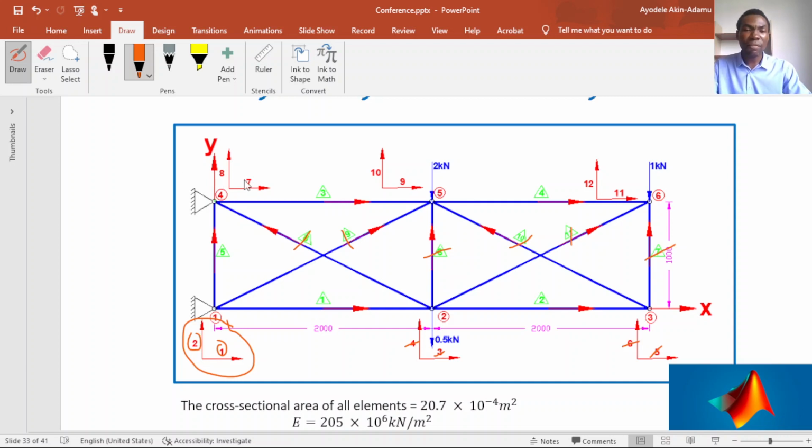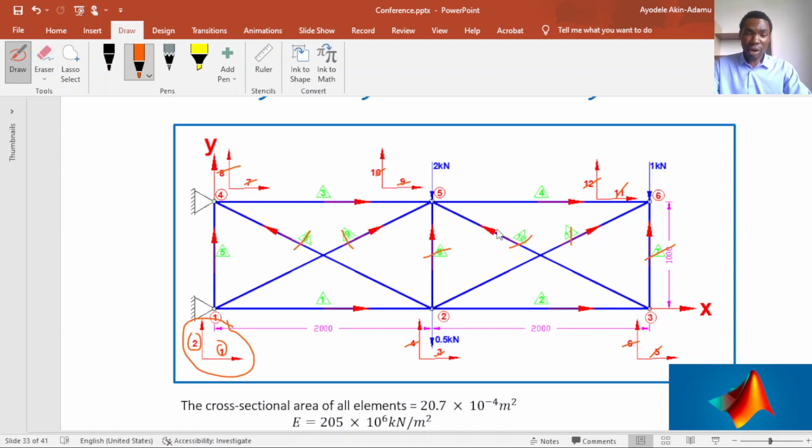At node 4, I have degree of freedom 7 and 8. At node 5, I have degree of freedom 9 and 10. At node 6, I have degree of freedom 11 and 12. So this is how we number our degrees of freedom for a truss system. And in this system, we have 12 degrees of freedom. 6 nodes, 12 degrees of freedom.